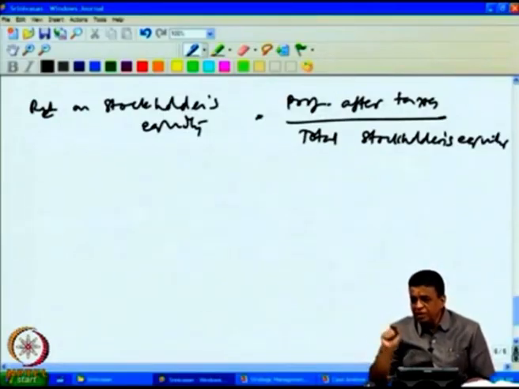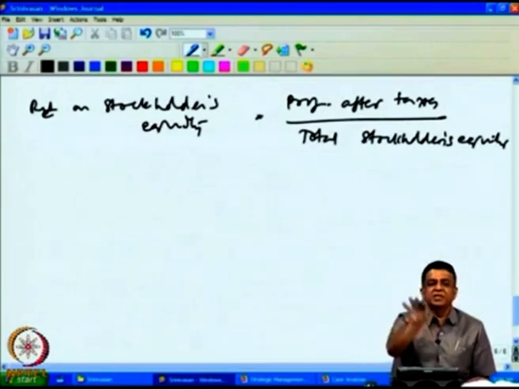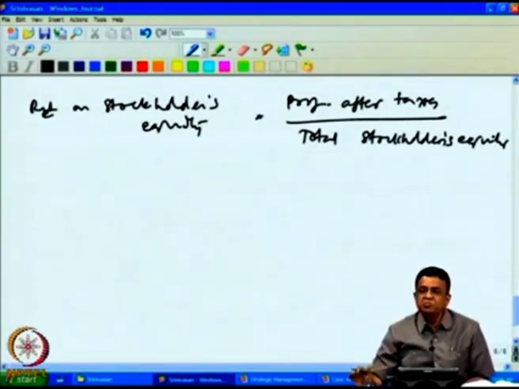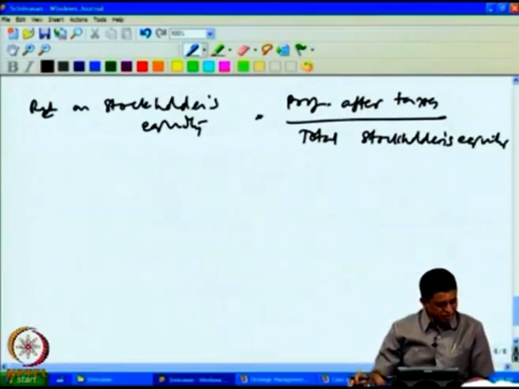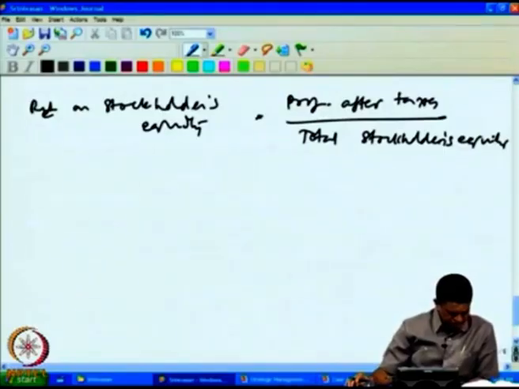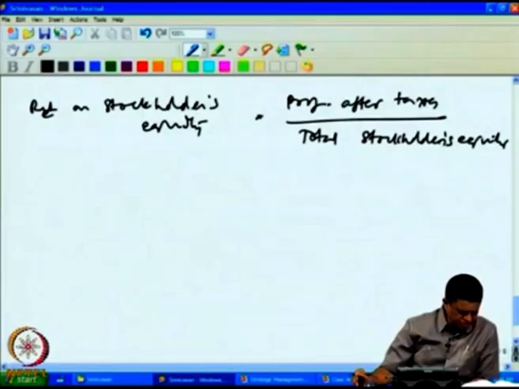Suppose you want to make an investment in a particular company, what are you expecting? You are expecting a rate of return which is higher than these rates of return. So, you expect something more than 10. This is the way you have to look at it as an individual investor. Now, this is one way of calculating the return on stockholders equity.